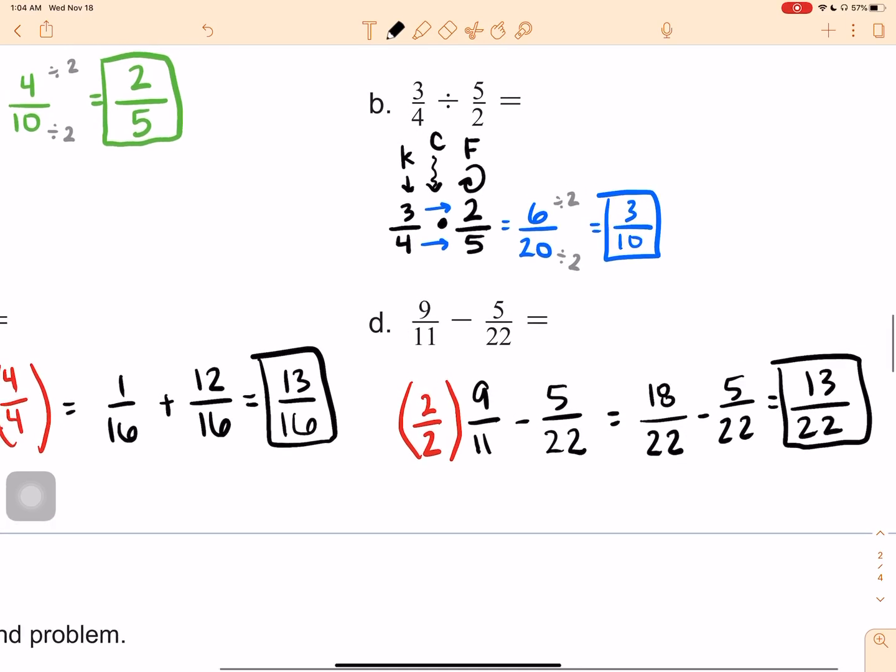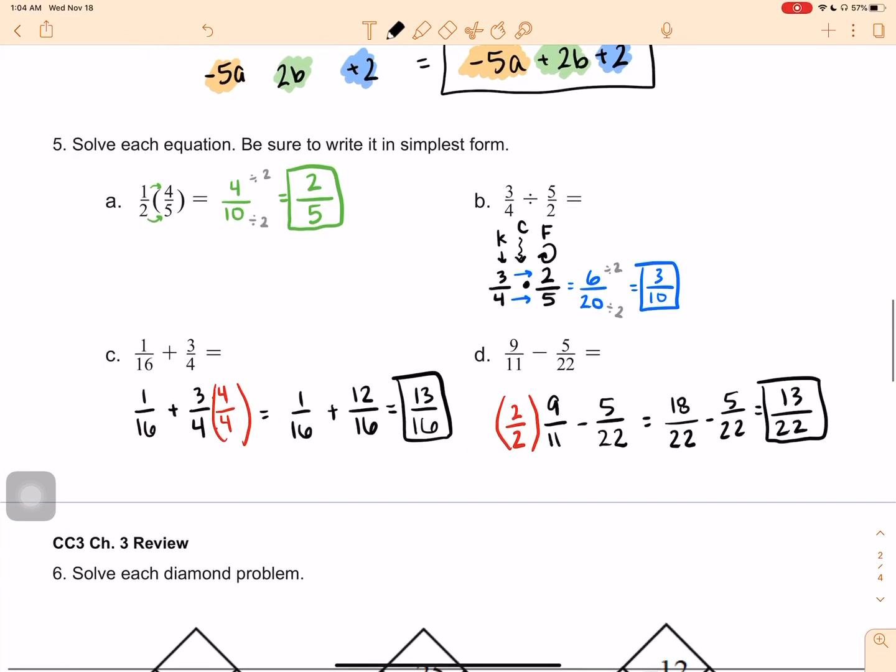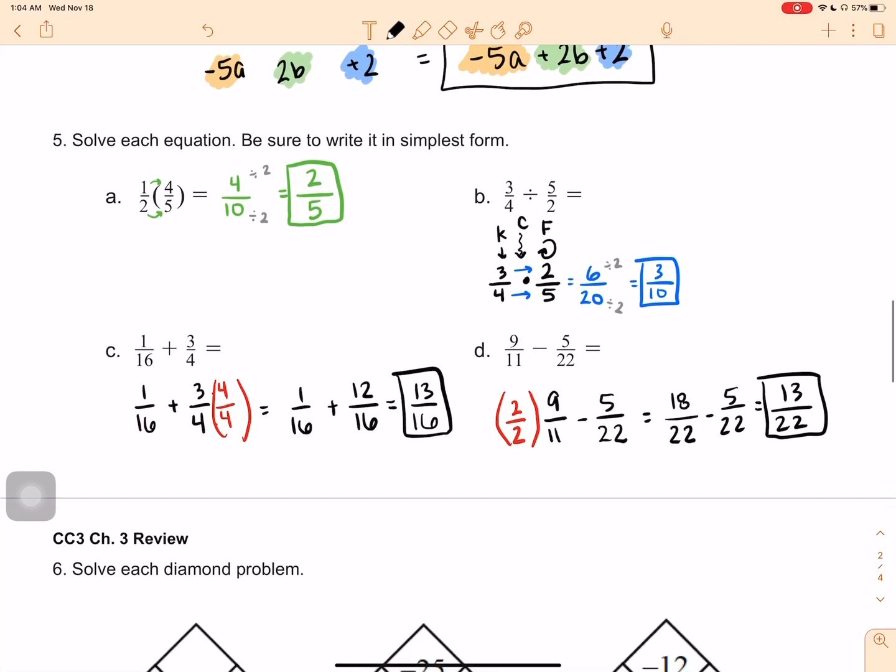So that is adding, subtracting, multiplying, and dividing fractions. We've definitely taken notes on these, and these should be review, okay? But please remember, pause the video.